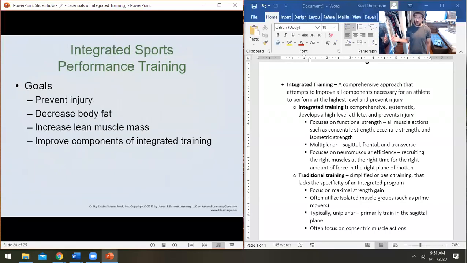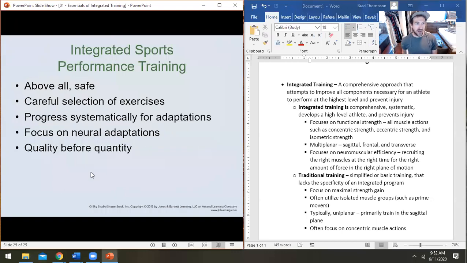So no matter what your goal is, we can apply integrated training, right? If it's to prevent injury, decrease body fat, or increase lean muscle mass, which are our primary three goals in this program design class, right? Those are all the athlete goals. Obviously other goals are out there, but we do know that an integrated training approach can address all of those things. So above all, the most important thing is to make sure that it is safe. You choose the right exercises to meet that integrated criteria. You systematically progress and adapt things, and you always, always, always focus on quality over quantity.